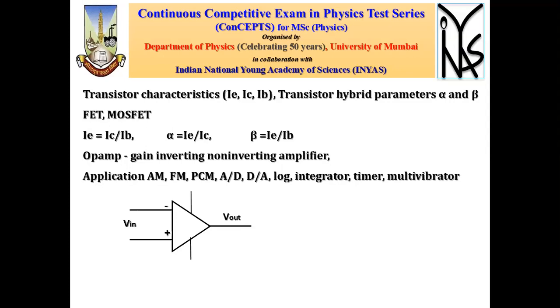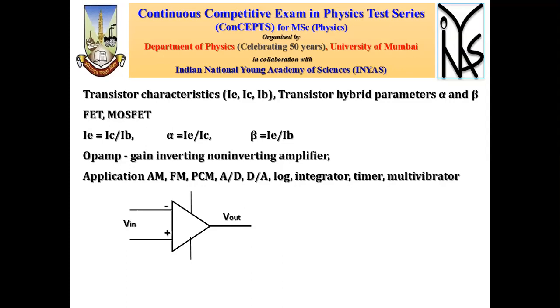Now a transistor is characterized by its IE, IC, IB. So it is the emitter current, collector current and base current, and there are some parameters called hybrid parameters, out of which alpha and beta are associated with the transistor. These are the gains.